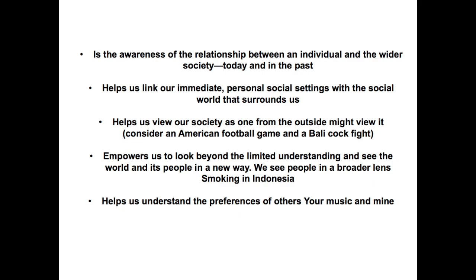It helps us to understand preferences. If I brought the music I like and played it to a class, you would be very bored. I'm driven up the wall by the music that most people the ages of our students like. It's a matter of culture and sociological imagination.